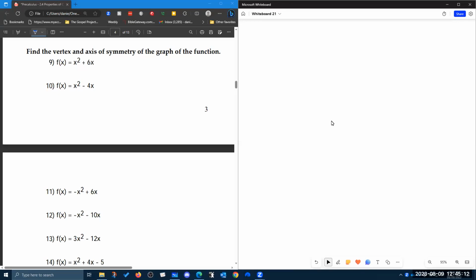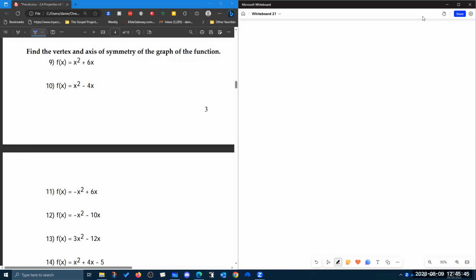In our last video, we discussed how to use completing the square to find the vertex and axis of symmetry of a quadratic function. In this video, we're going to talk about the formula method to do that. I'm going to take the extra step here of deriving something using completing the square, which we talked about last time, to show you where this formula comes from.